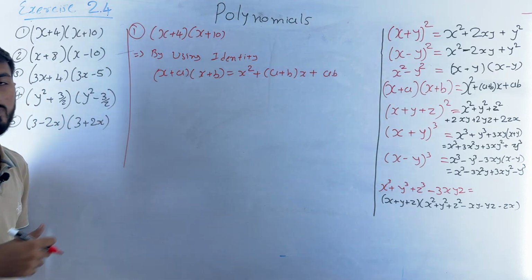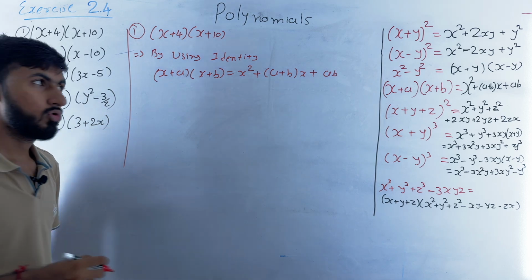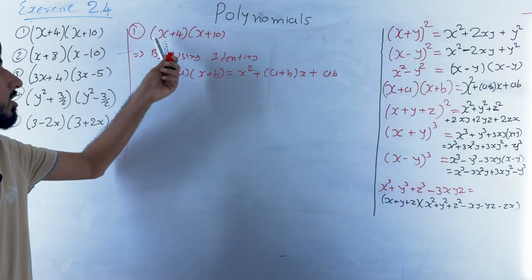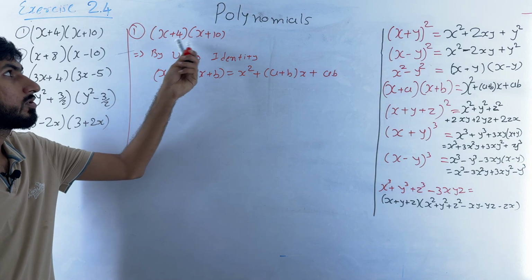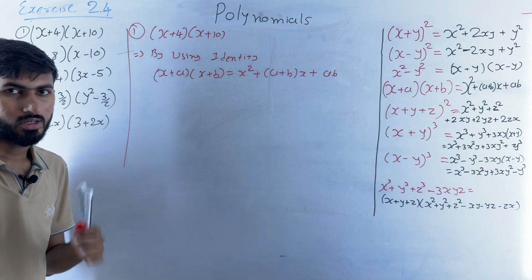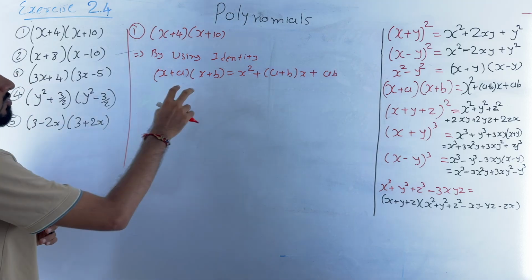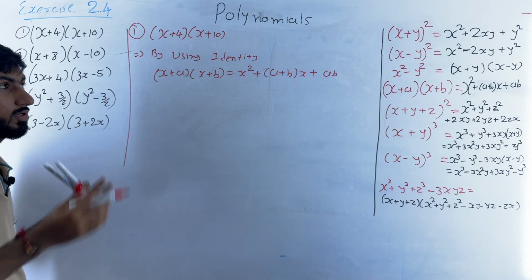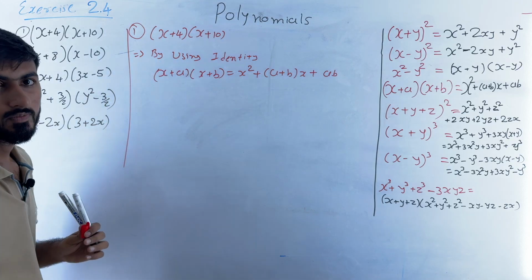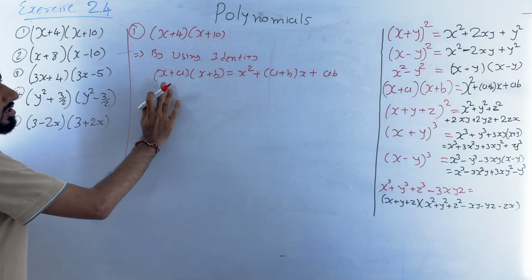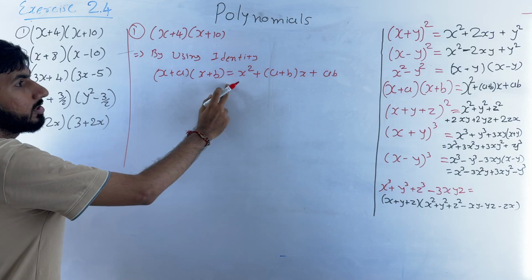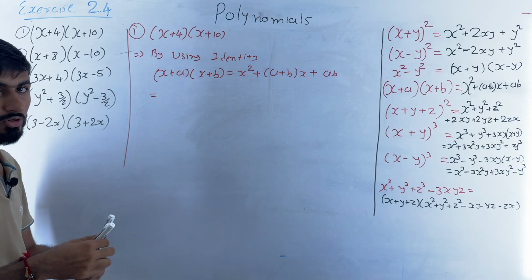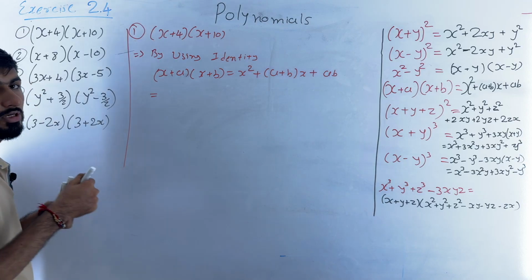because it is mentioned in your question that you have to use identity. So you have no other way than using identity, right? Otherwise, we already learned how to solve this type of question in standard 8. In standard 8, we don't use this identity. We just simply multiply two brackets, right? Now you have to mention in your answer which identity you are using. Just compare it with the question.